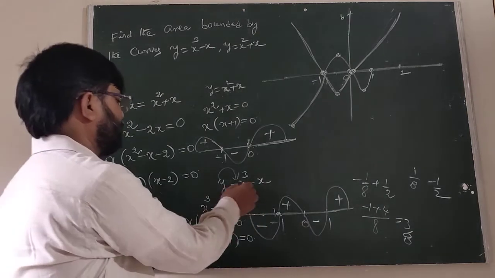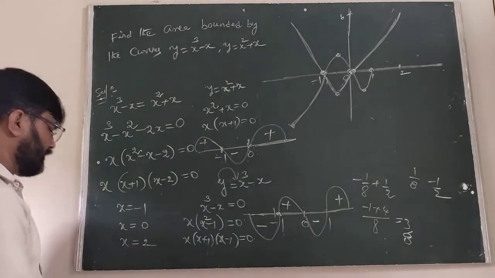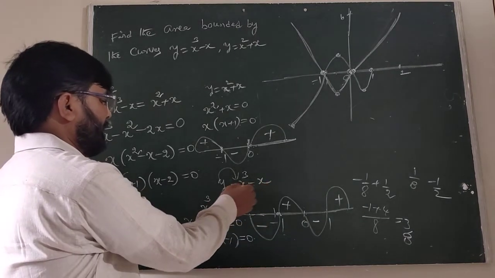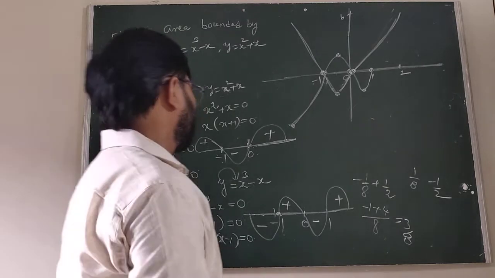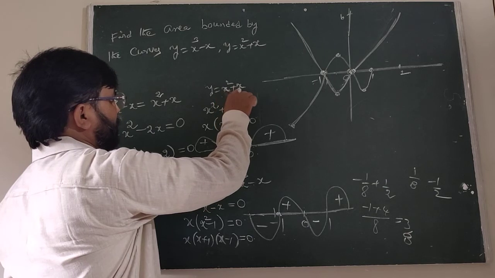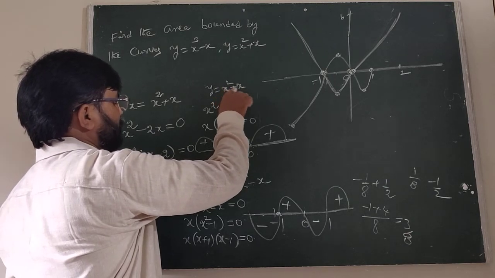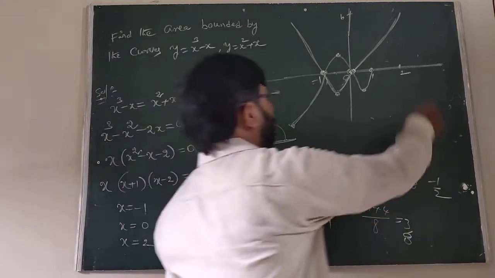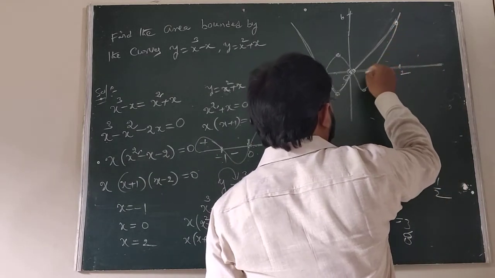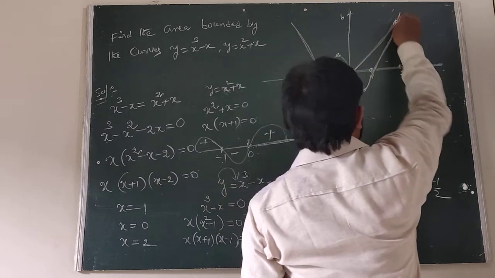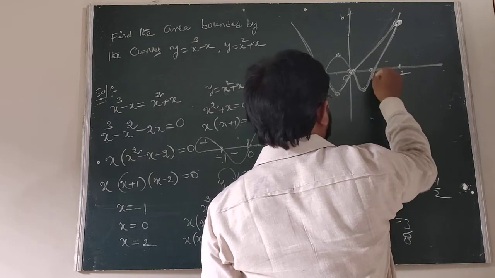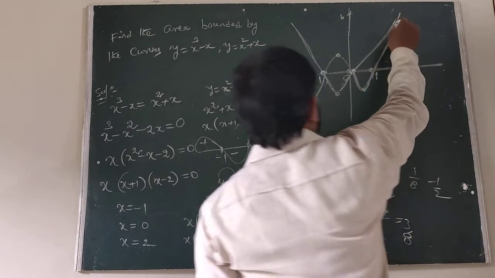But 1 above, undoubtedly, what is the 1 we are taking? 1 minus 1 is 0. When we are taking 2 cube is 8, 8 minus 2 is 6. Already we got the last one, when we are taking 2, that is 2 square plus 2 is 4 plus 2, 6. Here also we got 2 is 6. Therefore this is the graph. So this is our required graph.